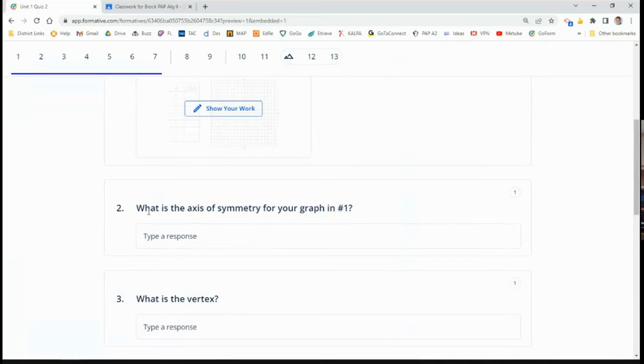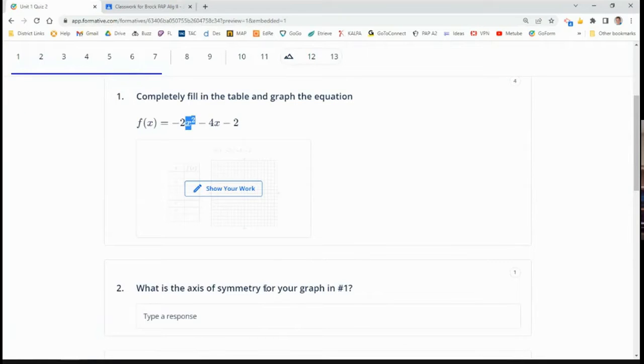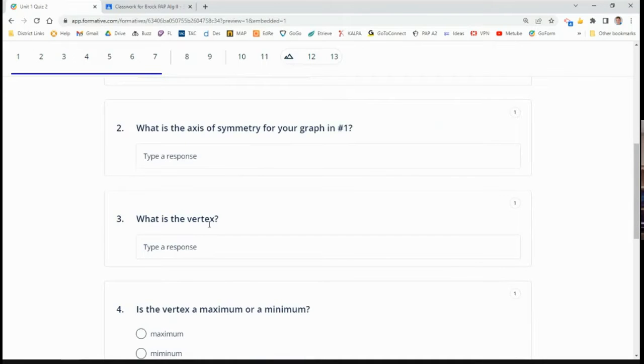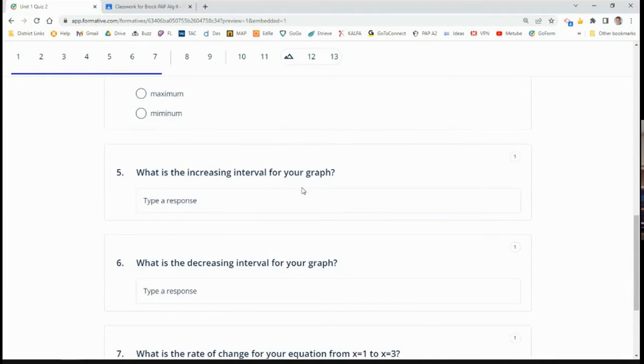And then, what is the axis of symmetry? As you can tell, this is a quadratic equation. It's got an x squared, so it will have an axis of symmetry. You need to tell me what the axis of symmetry is for the graph you just made. What is the vertex for the parabola you just made? Is that vertex a maximum or a minimum? Multiple choice there. What is the increasing interval for your graph?